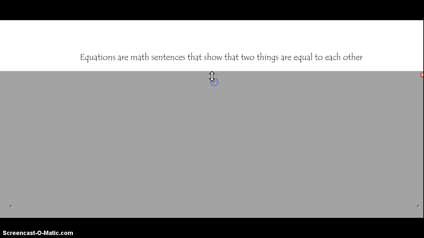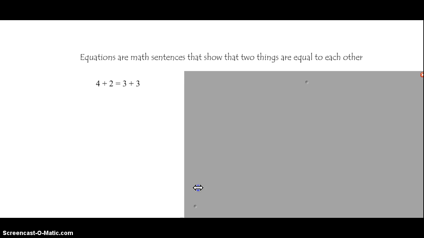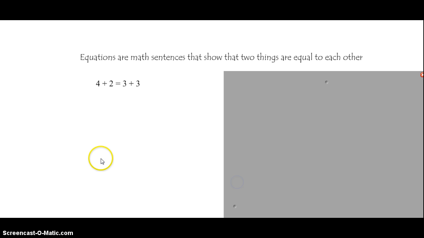I want to remind you that equations are math sentences that show that two things are equal to each other. So let's take a look at an example of an equation. This is an example of an equation. It says 4 plus 2 is equal to 3 plus 3. Remember that to be an equation, it has to have numbers or variables, an equal sign, and you have to be able to prove that the two sides have the same value. They don't have to have the same numbers, but they do have to have the same value.